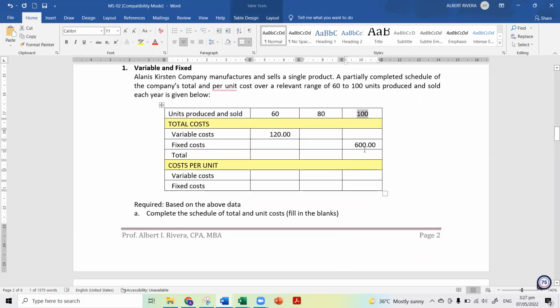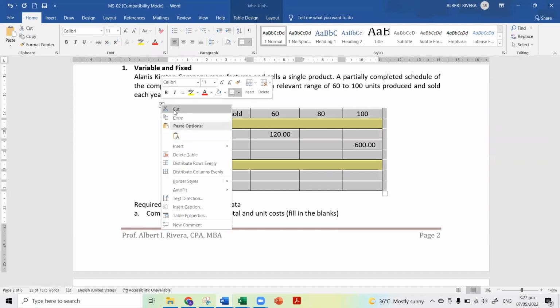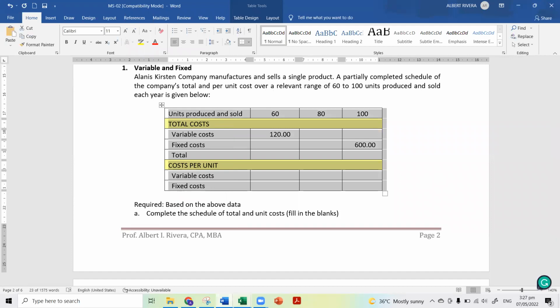If the fixed cost of 100 units is 600, what do you think is the fixed cost of 80 units? Okay? That is also at 600, because that is constant in total. So this is 600. Can we put this in Excel?